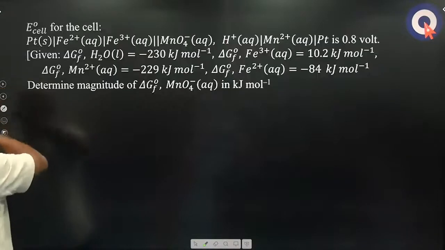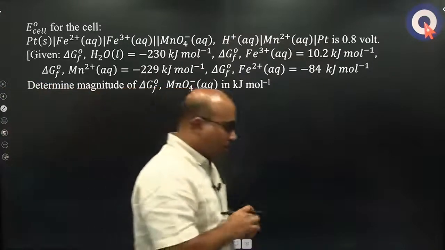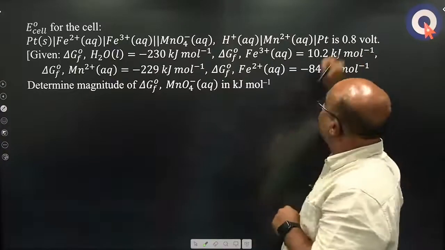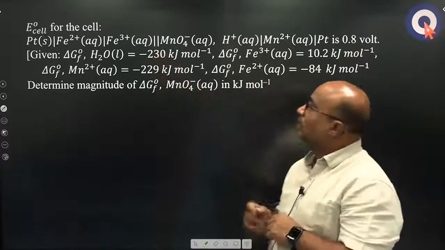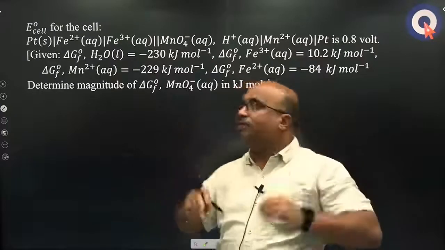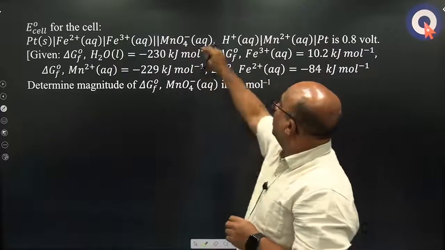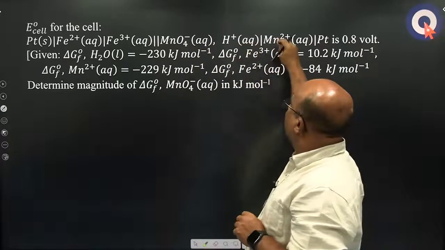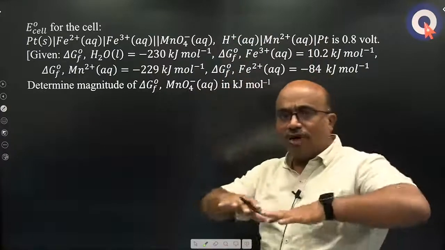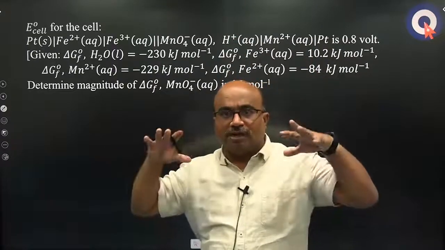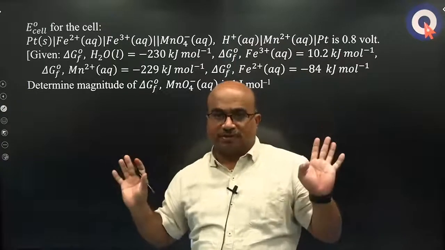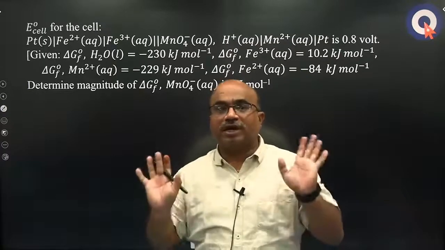So coming to the next. E cell is given as 0.8 volts. So this is a cell. We have a platinum rod kept in Fe+2 and Fe+3 solution. Then there is a permanganate ion in acidic condition with Mn+2 solution along with that, and there is a platinum rod. When you have only solutions, meaning any metal surface is not there, we usually use a platinum surface because it won't interfere with the cell reactions.